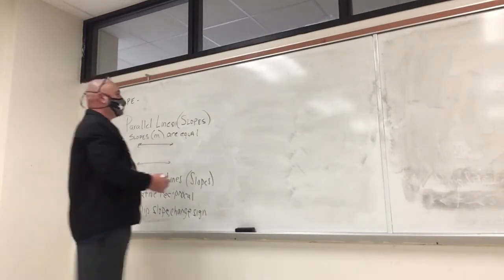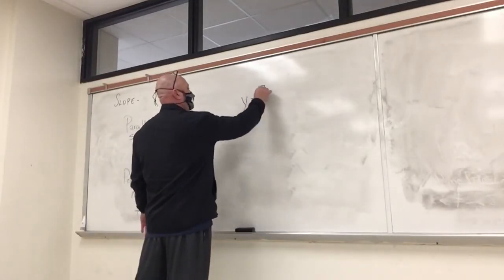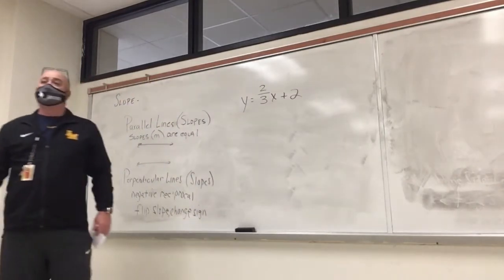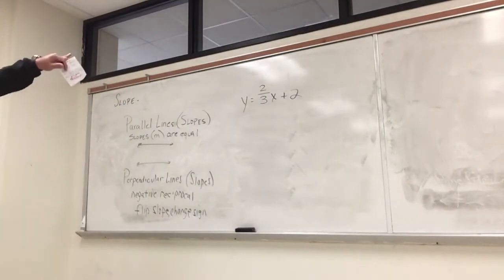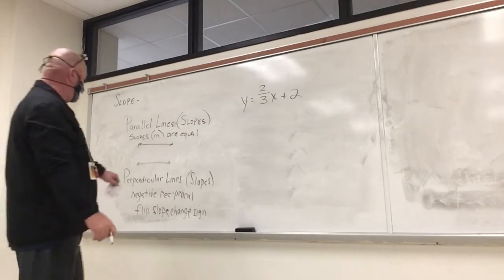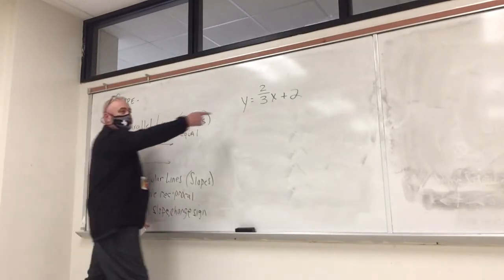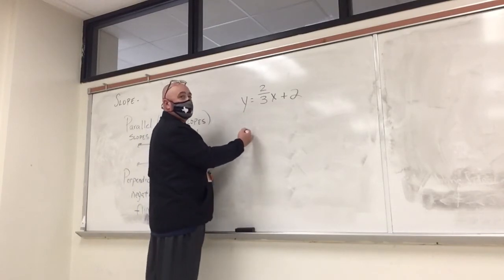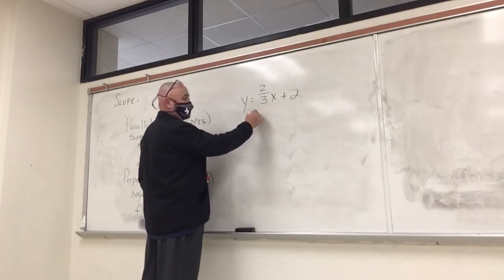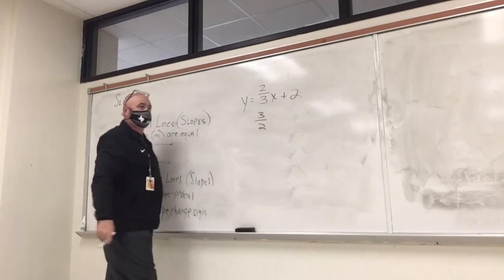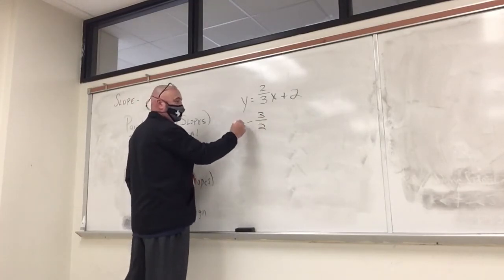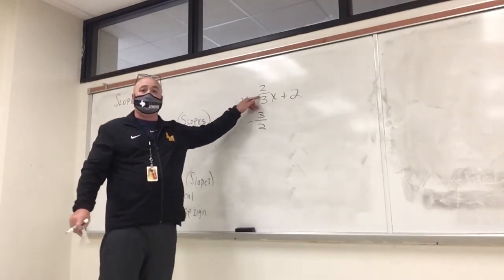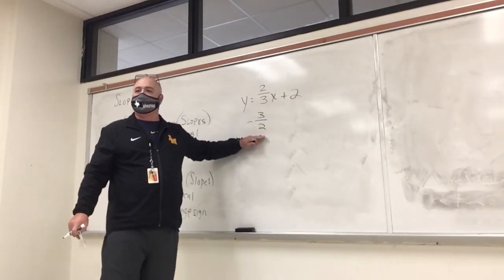So let's take this equation: y equals 2/3 x plus 2. Find the slope of a line that is perpendicular to that line right there. Well, all I said was flip the slope, which becomes 3/2, and change the sign. What's positive here? It becomes negative. So a line that is perpendicular to this one has a slope of -3/2.